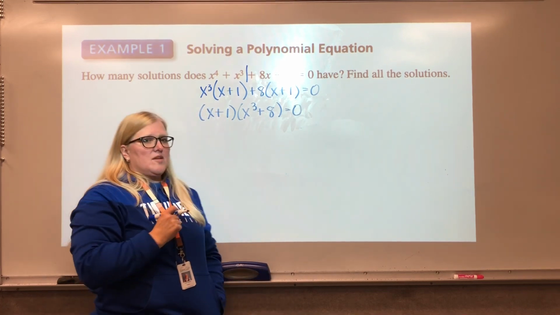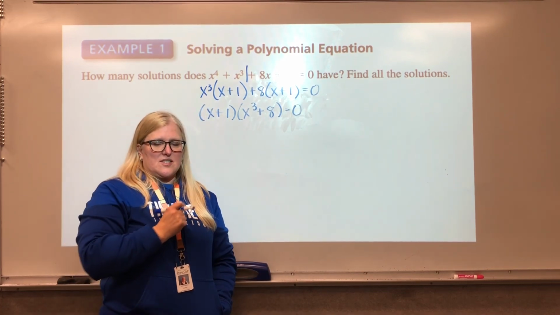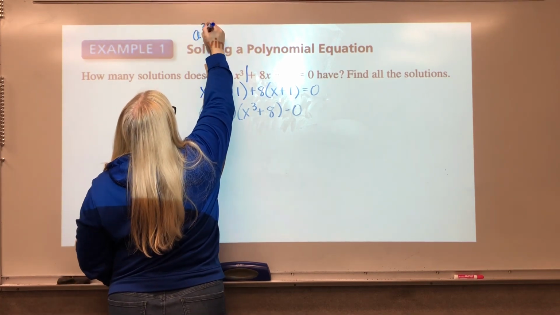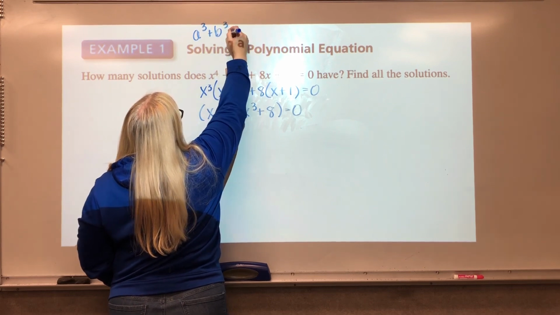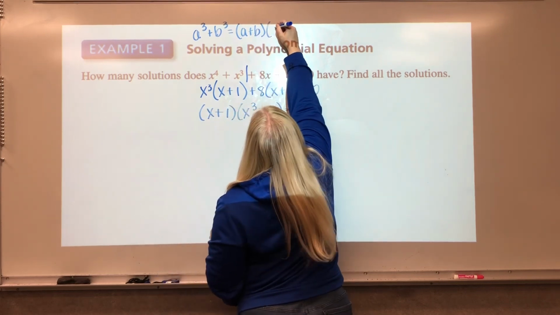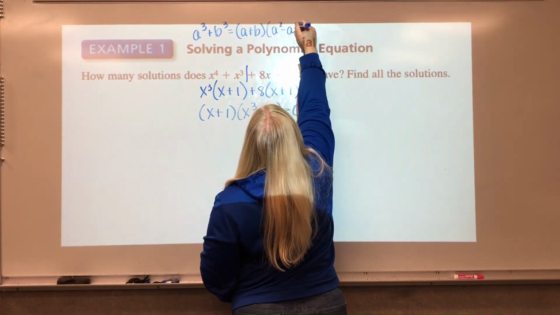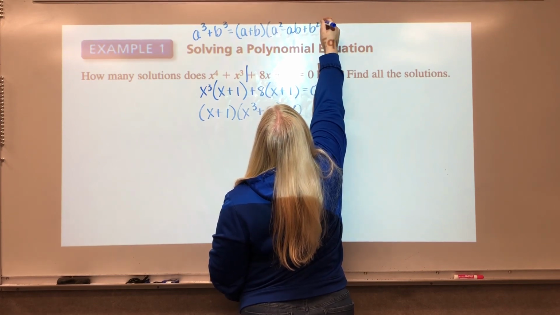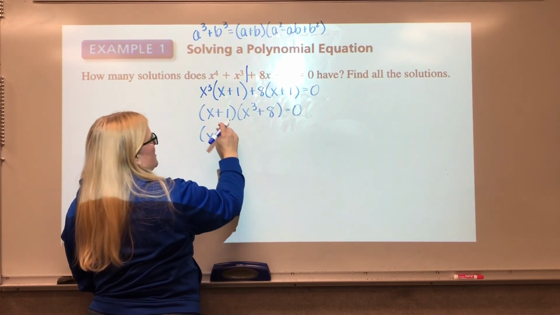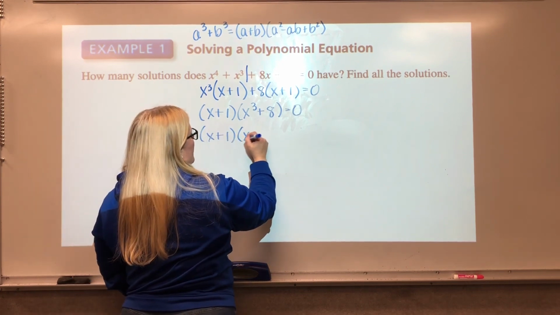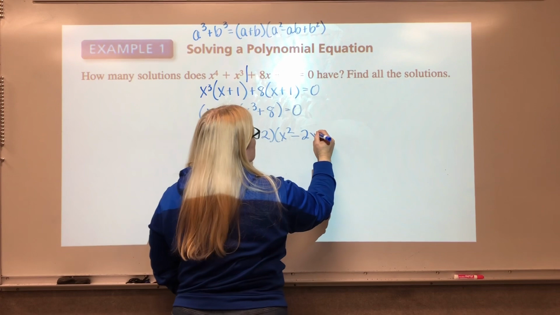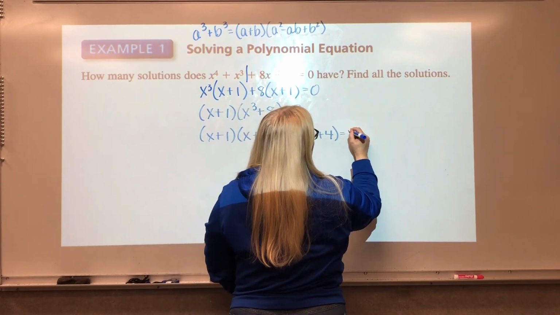Can I factor it anymore? Why, yes, Mrs. Oldham, you can. Very good, class. So I have a perfect cube plus a perfect cube, and that is a plus b times a squared minus ab plus b squared. So let's go ahead and factor that. I'm just going to drop this one down. So I've got x plus 2 times x squared minus 2x plus 4 equals 0.